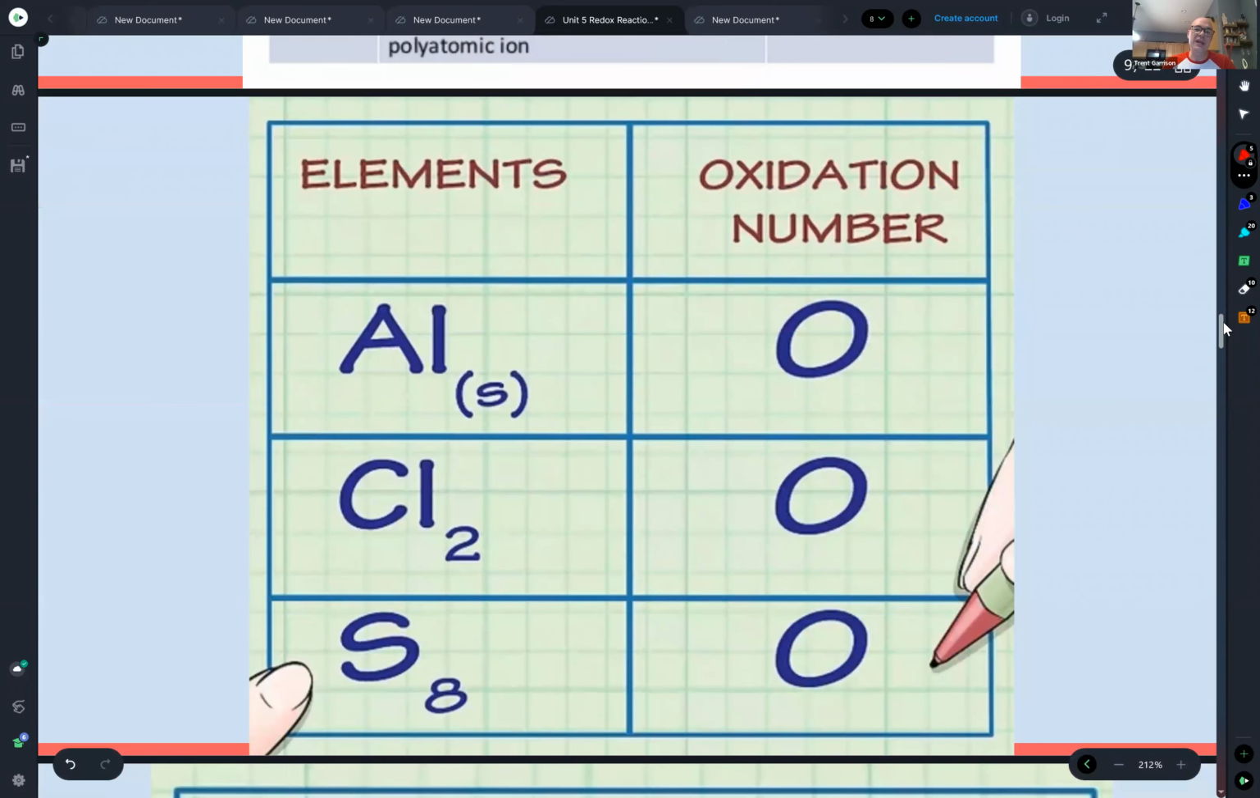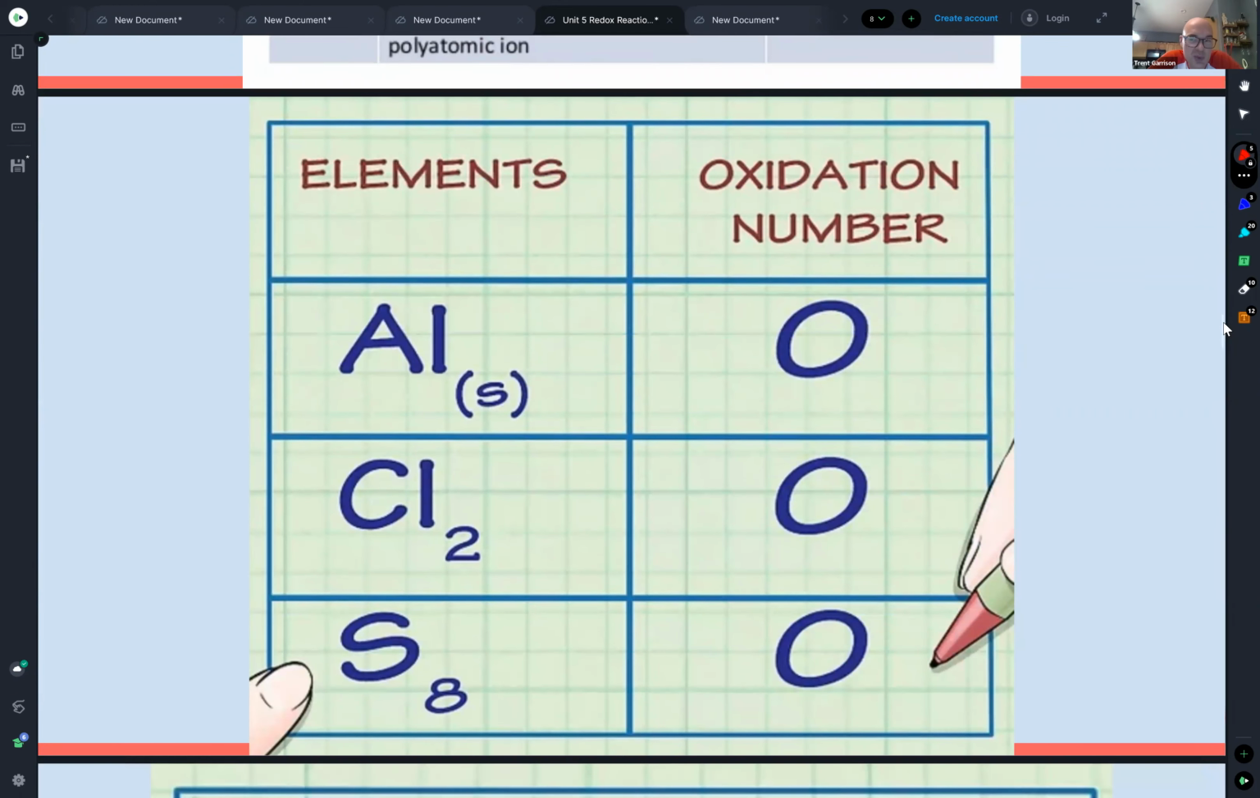Who knows? So what are the charges? What are the oxidation numbers? What's the oxidation state? However you want to refer to this for these elements. Well, they're all elements that are in their normal state. So their charges, oxidation numbers, are all going to be equal to 0.